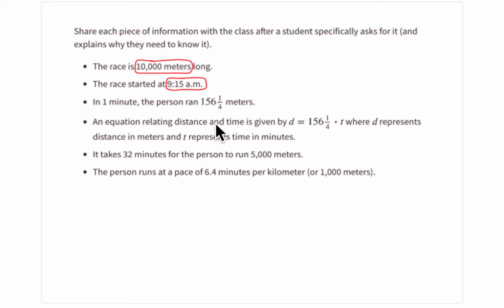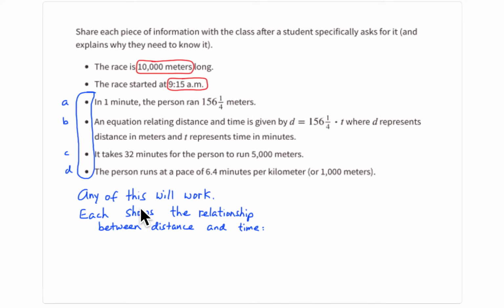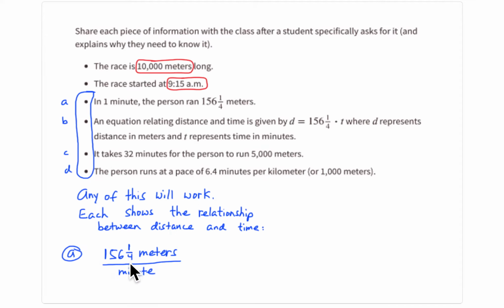parts of the problem. So in this case, it says, if you have this information, how do you use that information to solve the problem? So they give you the distance, 10,000 meters, and they give you the time that they start. So they start running at 9:15 in the morning. And the other four of these items, they're all the same thing. They're all giving you the speed. So any of them will work to solve the problem. So A is telling you that they cover 156 1/4 meters per minute. So that's the speed of the runner.